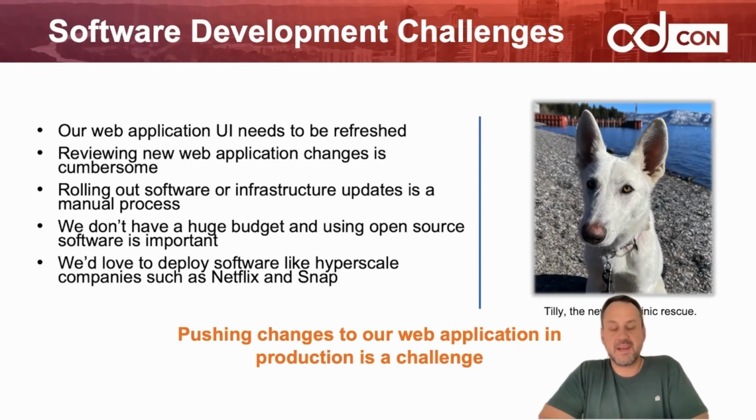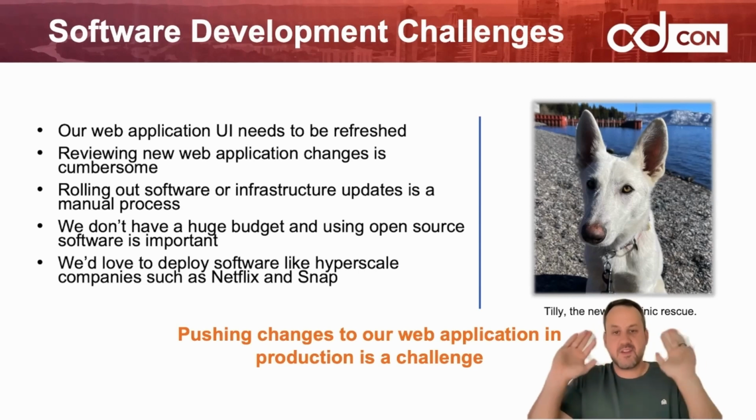Oftentimes these small and medium businesses don't necessarily have a huge budget. In our scenario, our pet clinic doesn't have a huge budget, so we want to focus on using open source software. This really helps control our costs. Finally, we've learned all about how hyperscale companies like Netflix and Snap are deploying into production at scale, and we really want to be using their technologies and methodologies. We're going to dive a little deeper into how they do that.